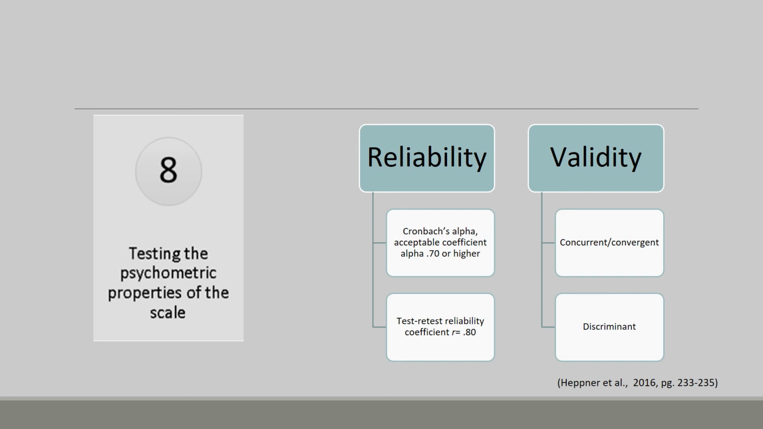Estimates of validity, usually convergent and discriminant, are also conducted as part of the scale construction process. Convergent or concurrent validity examines the correlation coefficients of the new scale and an established scale, with the hypothesis that moderate to high correlations will be found between the two scales. Estimates of discriminant validity test the correlation coefficients of the new scale and an established scale, with the hypothesis that no to low correlations will be found between the scales.